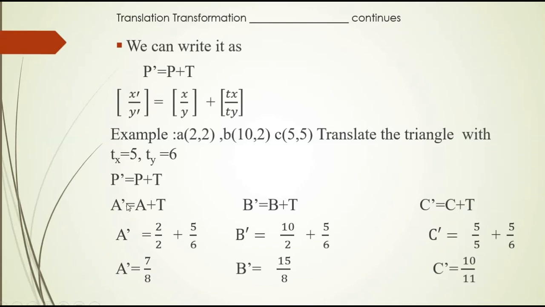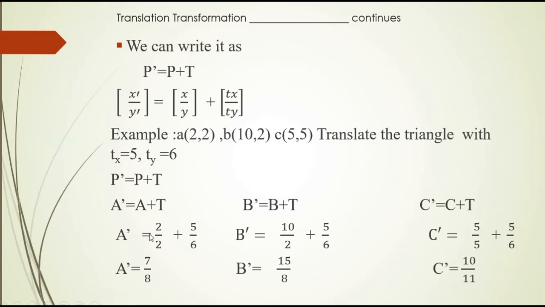Then we need to calculate the A dash, B dash and C dash values. So A dash is equal to A plus T, which is the same as P dash is equal to P plus T. Then B dash is equal to B plus T and C dash is equal to C plus T.